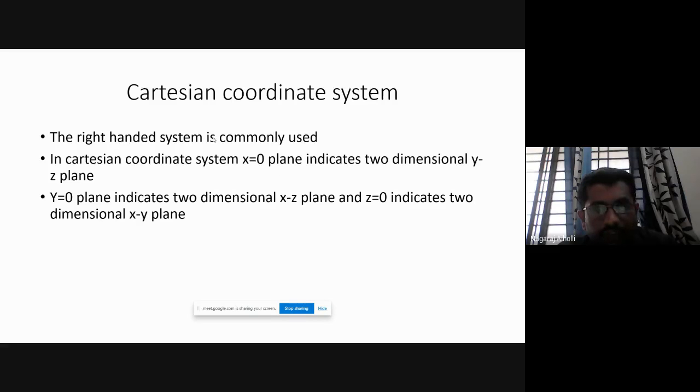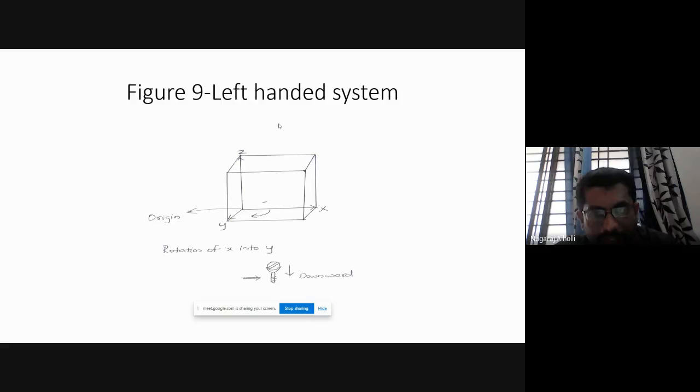In the Cartesian coordinate system, x equal to 0 plane indicates the two-dimensional YZ plane. What is meant by x equal to 0 plane? Now here we have x, this is y, this is z. If I consider x as 0, then what will remain? Only the yz plane will remain. X is 0, it is at the origin, correct? So when x is 0, we get only the yz plane.